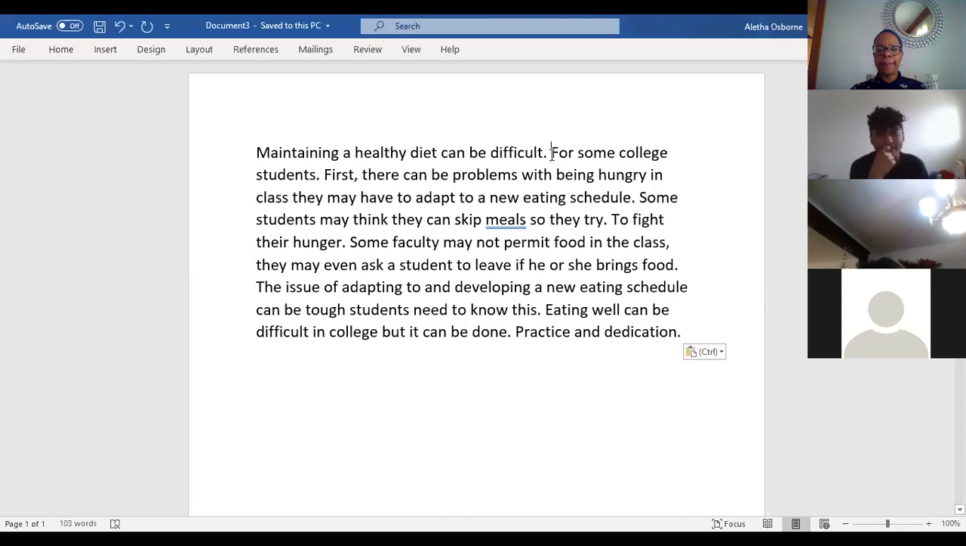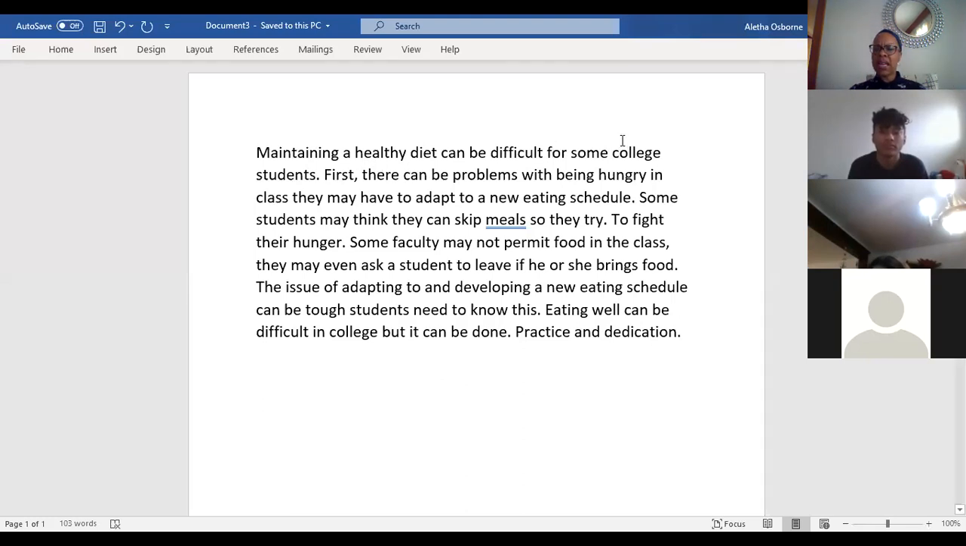But remember, one of the strategies we talked about in class would be to connect that fragment with an independent clause. Remember that being one of the strategies? So let's try to connect this fragment to that complete sentence that comes before it. Maintaining a healthy diet can be difficult for some college students. Now, correct. Good. You see how we took that fragment and connected it, made it one sentence, an independent clause, and we made it a complete and correct sentence.